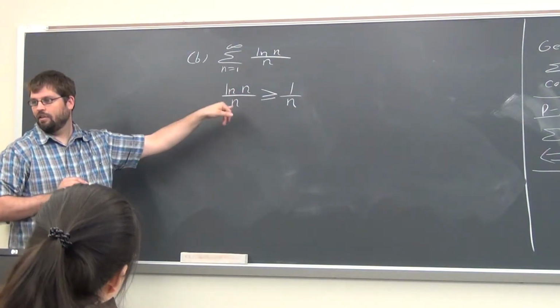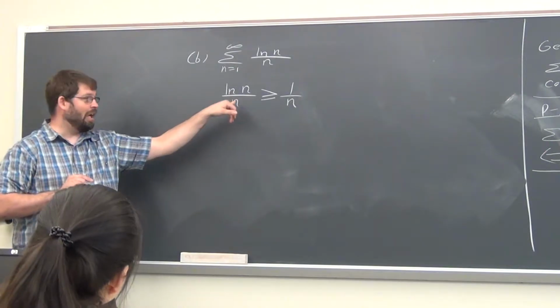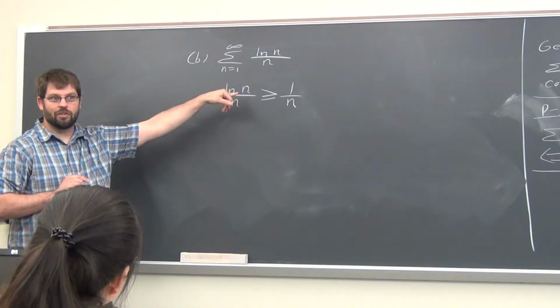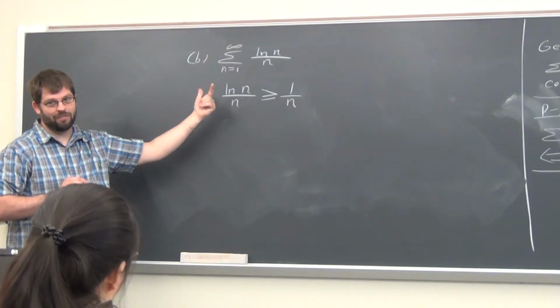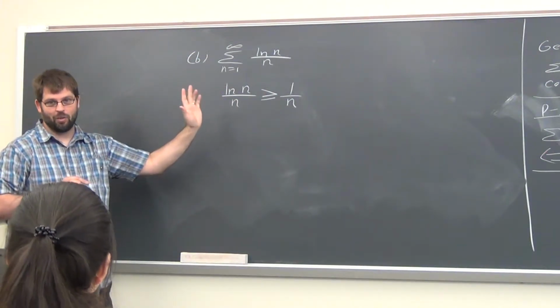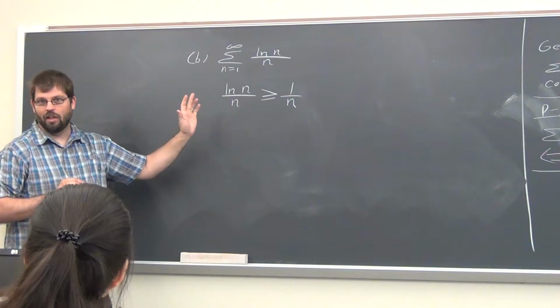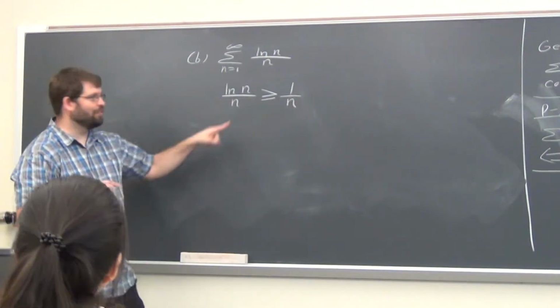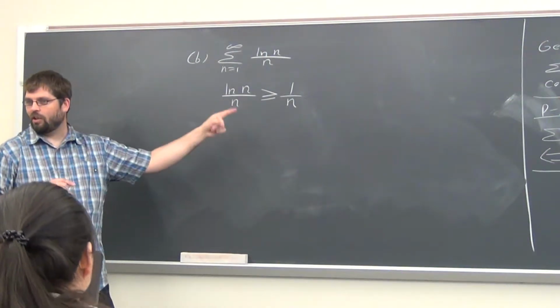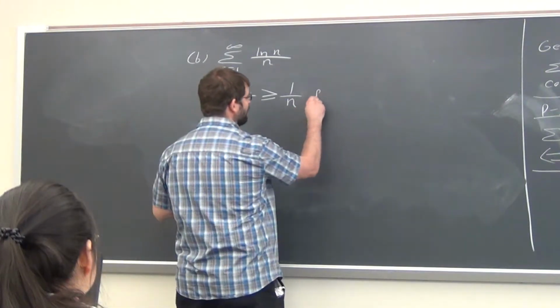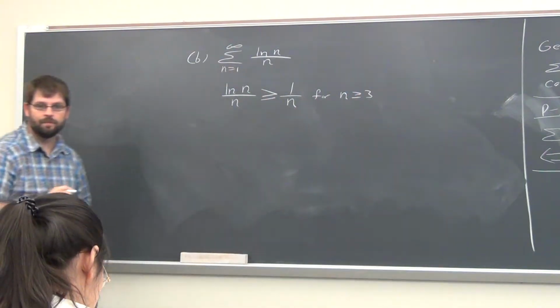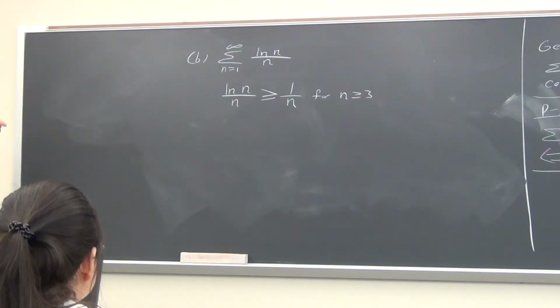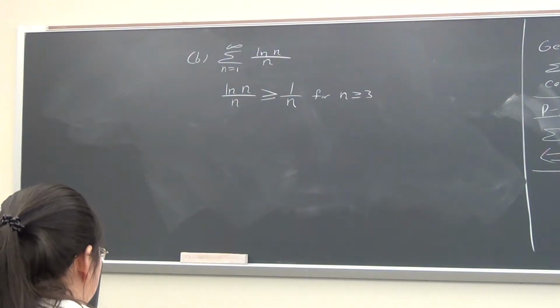0, right? That's not bigger than 1. When n is 2, log of 2 is less than 1 still, right? Because log of e is 1, and so it's still less than 1. So this isn't true, but it's eventually true, right? That's all we care about, is that that's eventually true. And I'm just going to say for n greater than or equal to 3. Is that okay? And so as long as you eventually get that behavior, then you're in good shape.